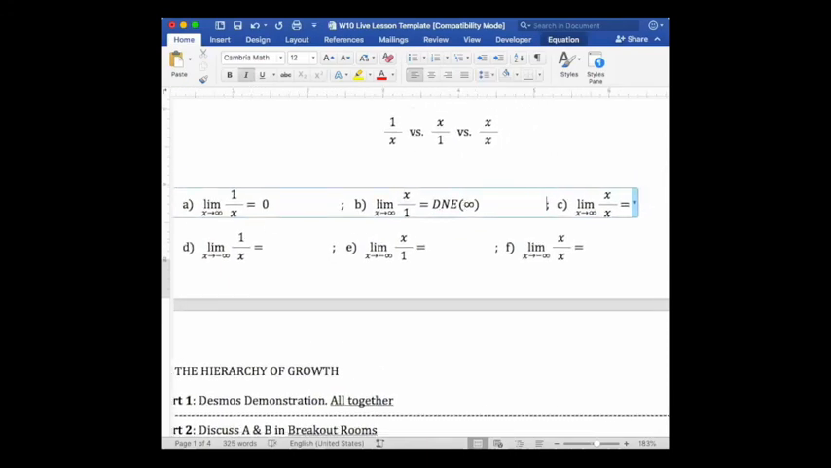And for C, we have the limit as x approaches infinity of x over x. I hope you recognize that x over x is just 1, right? So no matter what x is, as long as it's not 0, this expression is going to just be 1. So the value of this expression isn't growing at all. It doesn't matter what x is. The value of this expression is always 1. So the limit as x goes to infinity is 1.